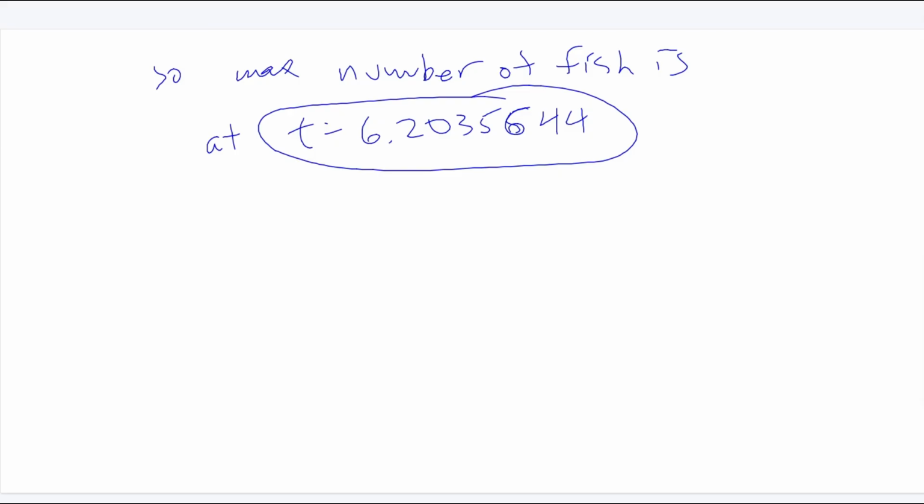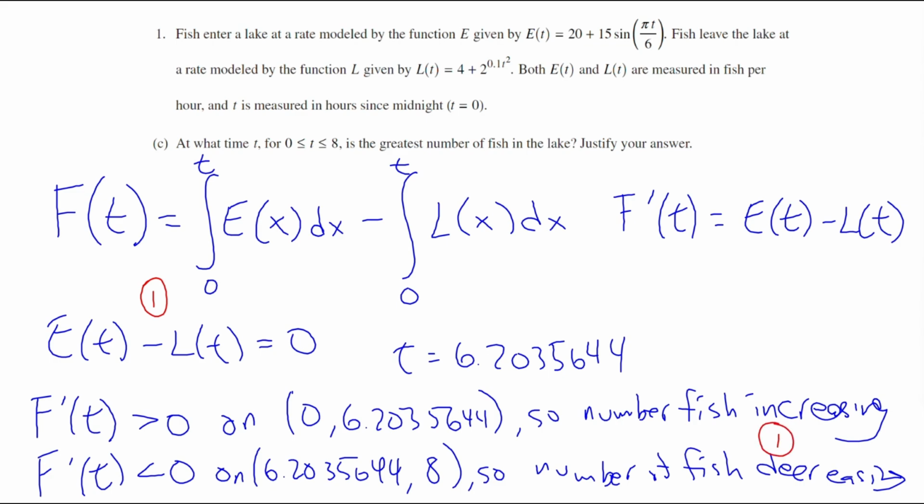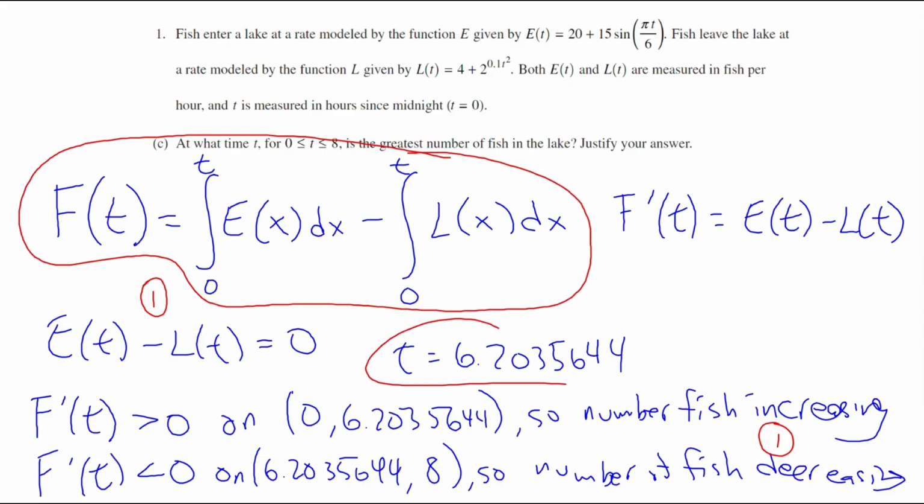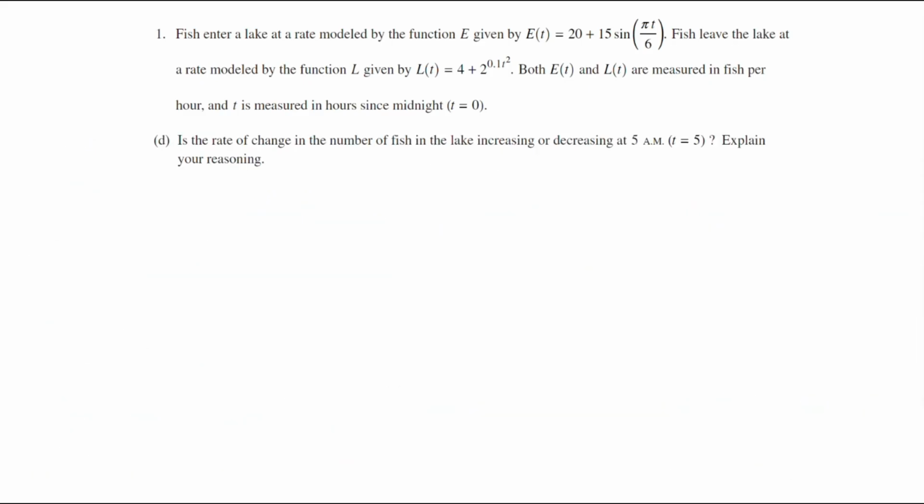And we get a point for the answer and a point for the justification. It doesn't actually ask how many fish are in the lake. So there's our answer with a point for the justification here as well. And you'd get the same point if you evaluated your f function here at 0 and this t value, and at 8, you'd see that the largest result would be here at 6.2035644, and you'd get the same number of points for it. So either way is fine. And of course, you'd evaluate that function using your graphing calculator.